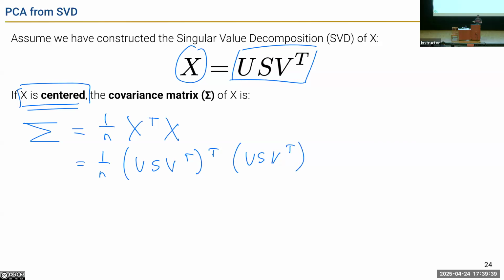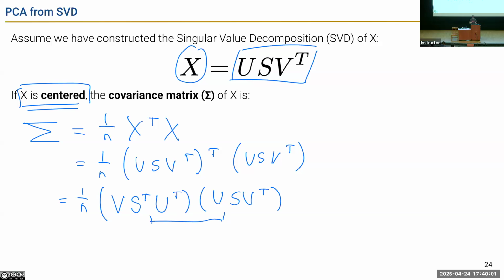Okay, we can use our matrix transpose rule where we reverse the order of the matrices being multiplied and transpose each of them. So what do we get? VT transpose is V. We get S transpose and U transpose. We're multiplying this by U S VT. We keep going. The columns of U are orthonormal. If I multiply U transpose by U, I get back the identity matrix. So I get 1 over N, V, S transpose, S, VT.